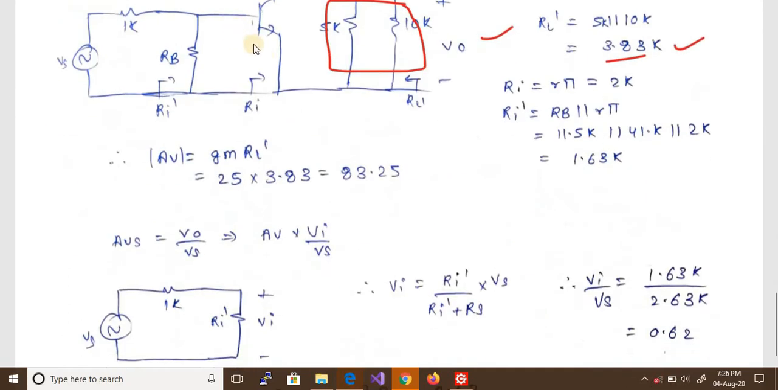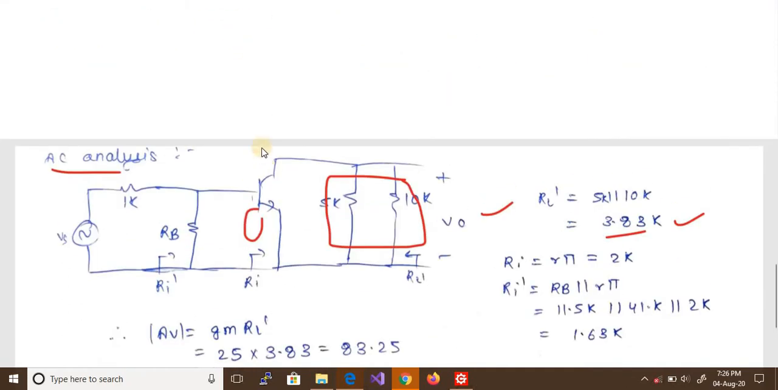Okay, now coming to this internal input resistance, it will be simply R pi. From the hybrid-pi model you can clearly see this is your R pi, and this is only your internal resistance, right? So your internal resistance Ri will be R pi, and Ri dash will be Rb parallel with R pi.